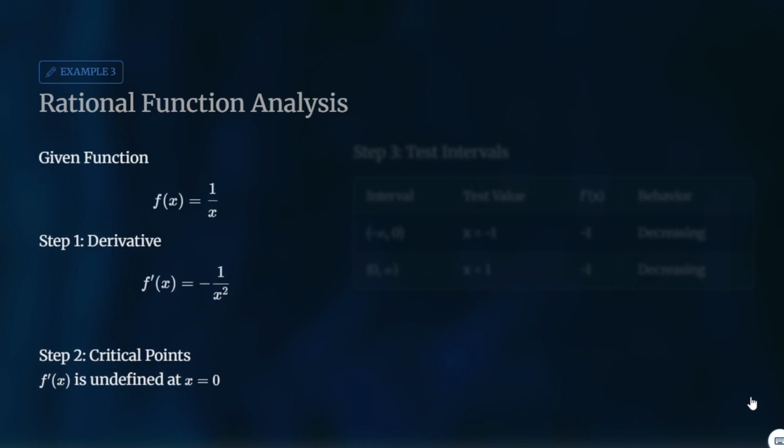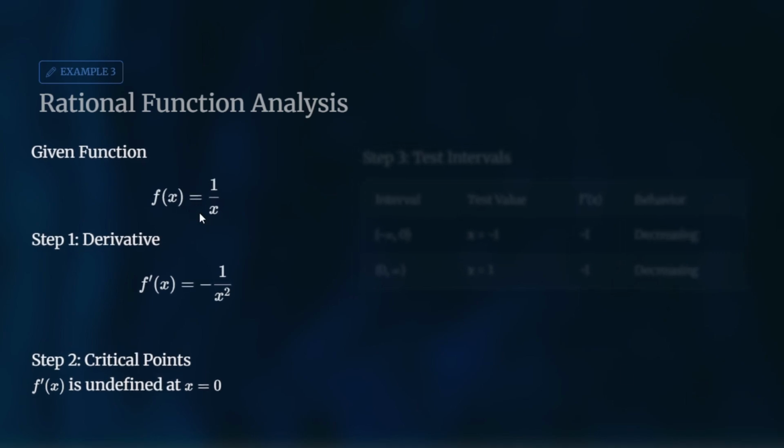In this next example, given the function f of x equals 1 over x, we'll need to find the intervals on which the function is increasing or decreasing. So first step, find the derivative. In order to use the power rule, you'll need to rewrite f of x equals 1 over x as x to the power negative 1.